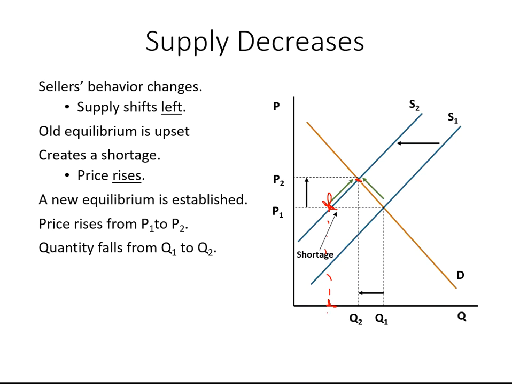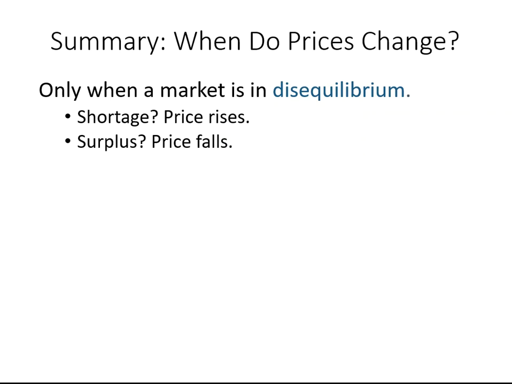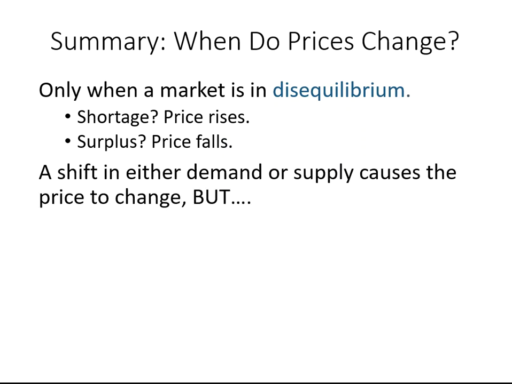Let's summarize what we learned about equilibrium and how the market and the price change. The price will change when a market is in disequilibrium. If we have a shortage, keep in mind the price will rise. If we have a surplus, the price will fall. A shift in either demand or supply causes the price to change.